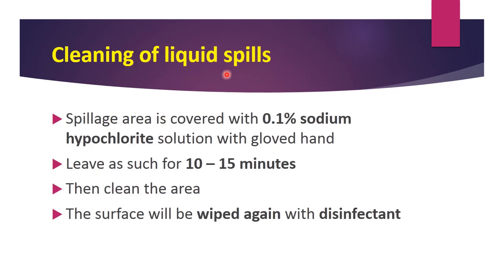Next one, cleaning of liquid spills. If there is a liquid spill or blood spill, how do you clean this spillage? The spillage will be covered with 0.1% sodium hypochlorite solution. With a gloved hand itself you have to put on this sodium hypochlorite. Leave it for 10 to 15 minutes. Then clean the area using a cotton cloth, or you can make use of tissue paper also. Then once again the surface will be wiped with a disinfectant.